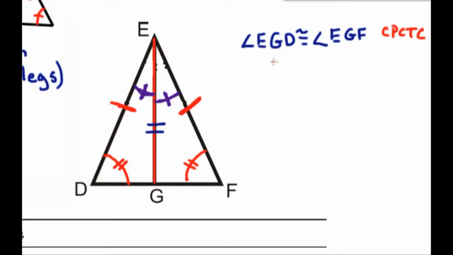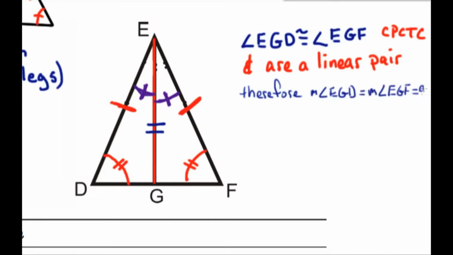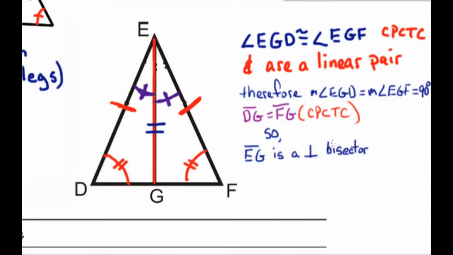So angle EGD is congruent to angle EGF, and they're a linear pair. So therefore, these two angles are 90 degrees. And we know that segment DG and segment FG are congruent because of CPCTC. Therefore, segment EG is a perpendicular bisector to segment DF.